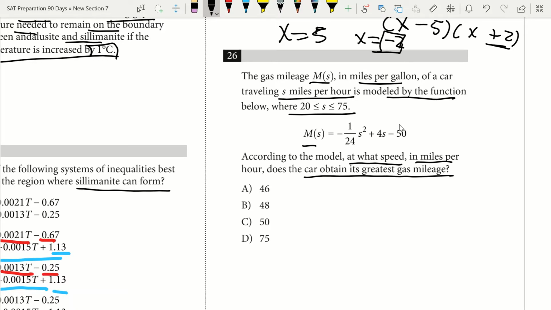All right, one thing you need to understand, if we have this negative in front of this s squared, we know our graph is going to look something like this, right? Because it's going to be a downward sloping parabola since we have a negative in front of our s squared. It's going to have a maximum somewhere.